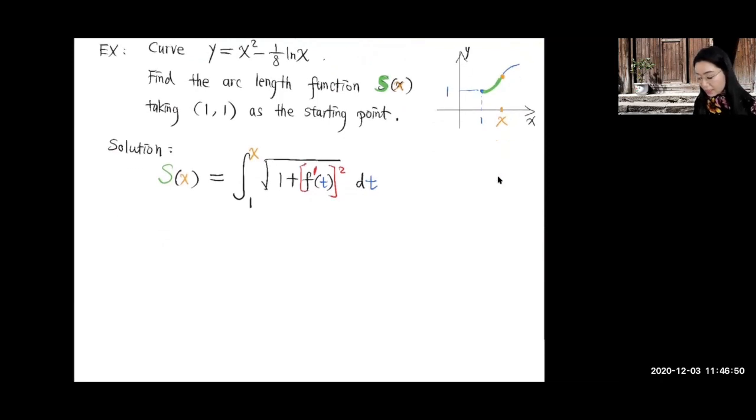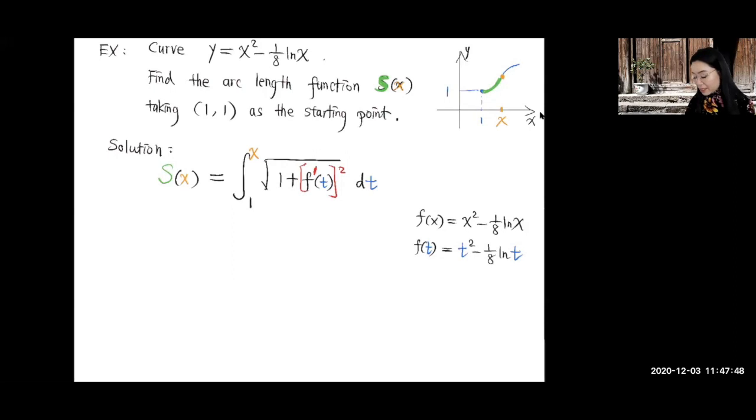Now we need to substitute f prime of t, so we need to find out what this is. We have f of x is x squared minus 1/8 ln of x. So f of t is t squared minus 1/8 ln of t.